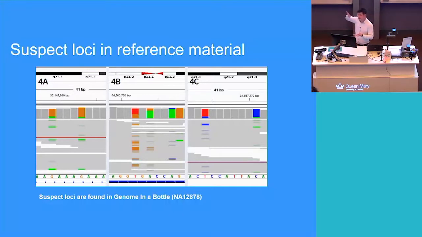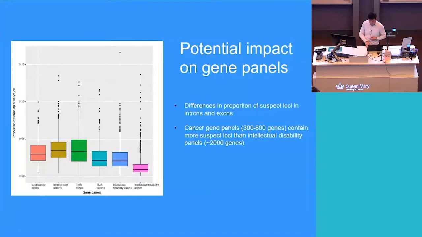So it's kind of independent validation on a high quality genome, where these suspect loci are indeed at low allele frequency. We don't know why, whether that is due to some kind of sequencing artifact, or it might be something to do with the structure of the genome. But this is still an open question for us.